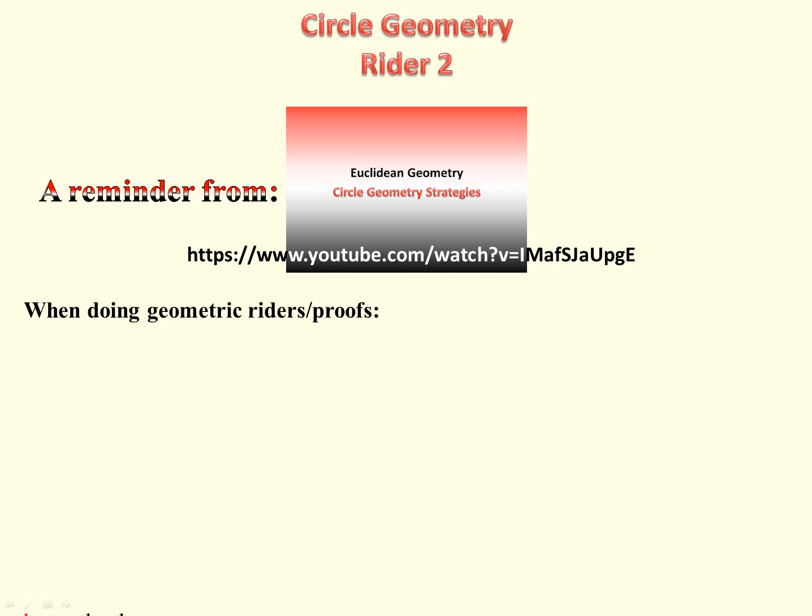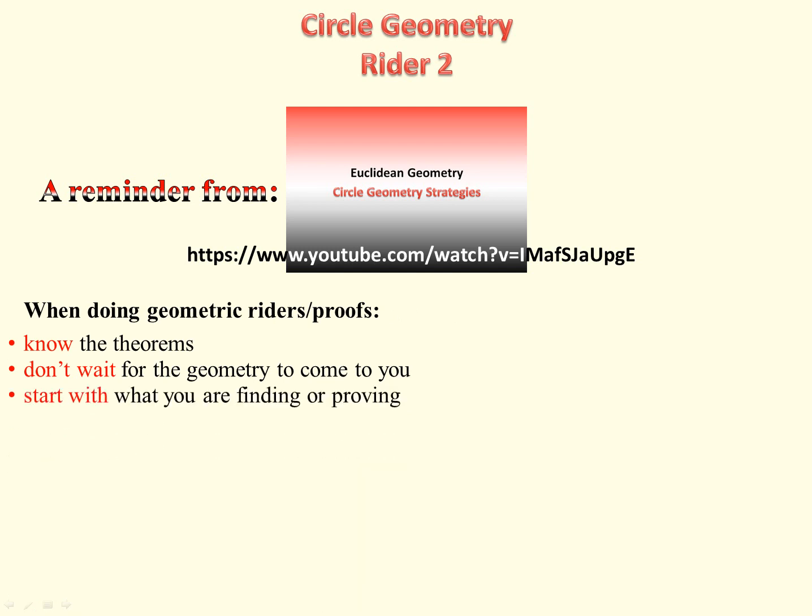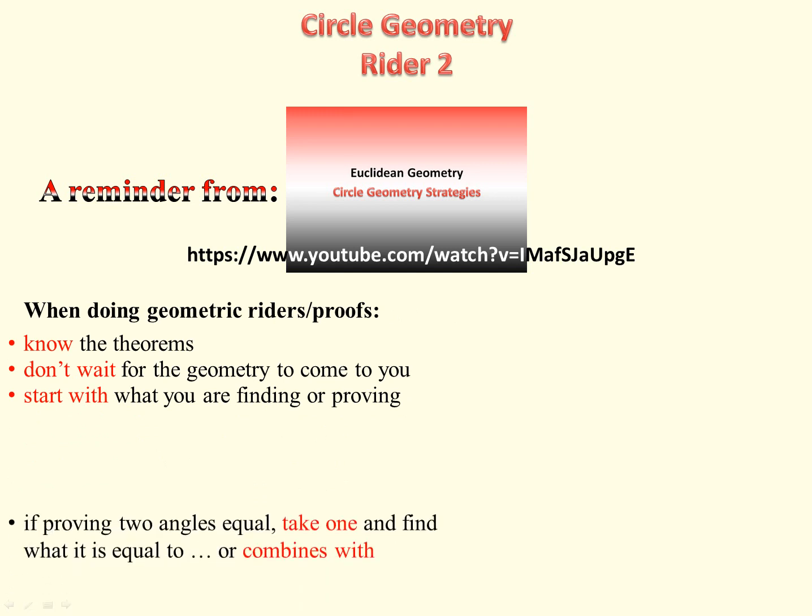When doing geometric riders and proofs, you should know your theorems. Don't wait for the geometry to come to you. You need to ask yourself questions. Start with what you're finding or proving. Don't just look randomly at things. Don't just mark everything equal that you can see in the figure.